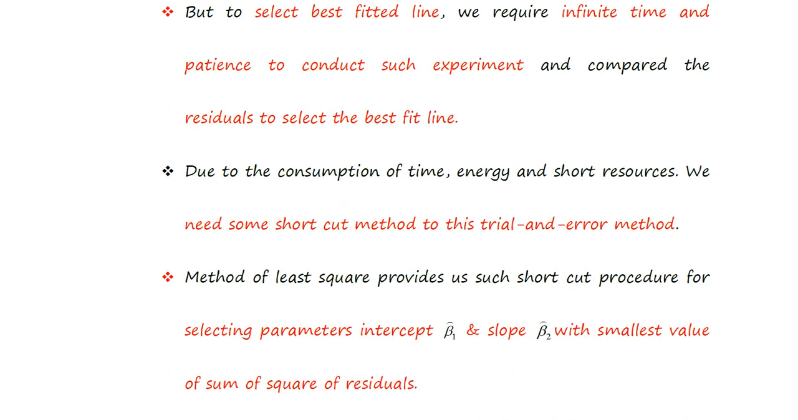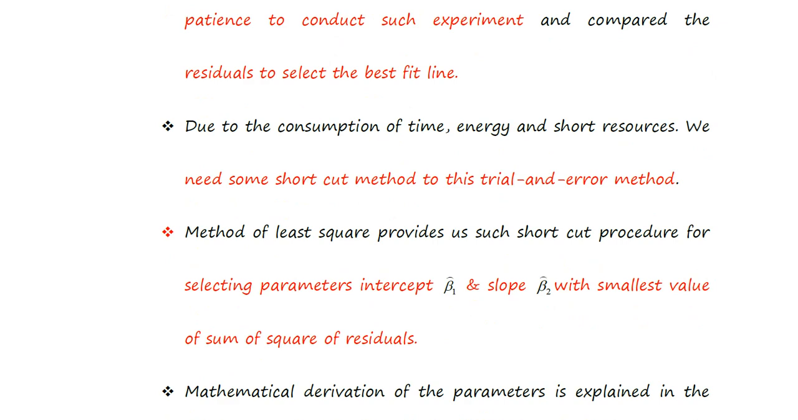In comparison of the experiment of fitting two straight lines, the first table depicts a lower sum of squares, the sum of epsilon i squared equal to 12.21, than the residuals of the second straight line. But to select the best fit line we would require infinite time and patience to conduct such experiments and compare the residuals. Due to consumption of time, energy and limited resources, we need a shortcut to this trial and error method.